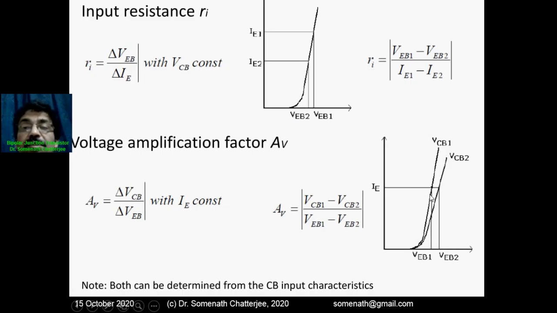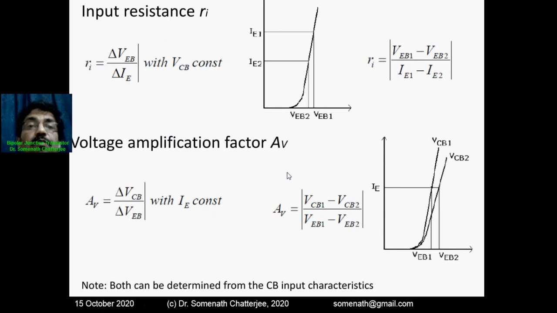So in between these two, you can see when we consider two different collector to base voltages VCB, then at one particular point with IE constant, that means the current is constant, we can get the voltage amplification factor, right? So it is clear, I think.